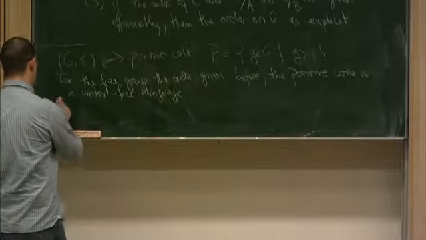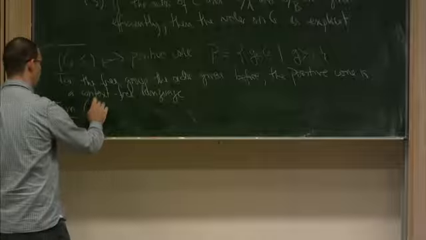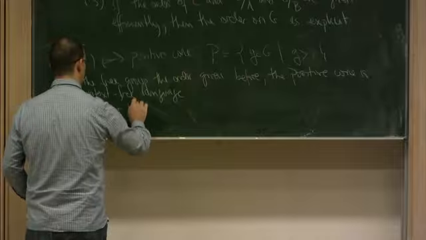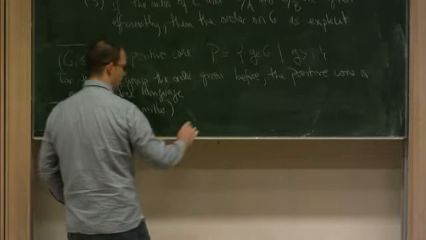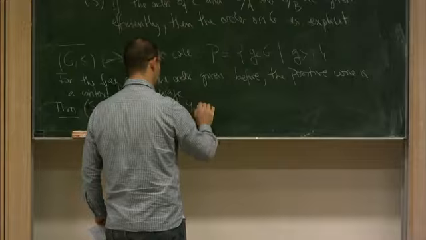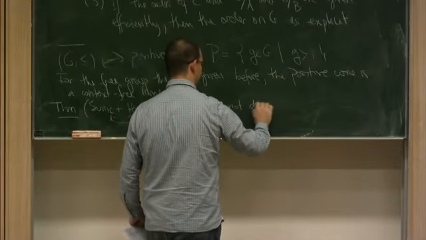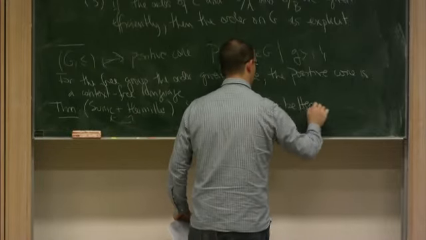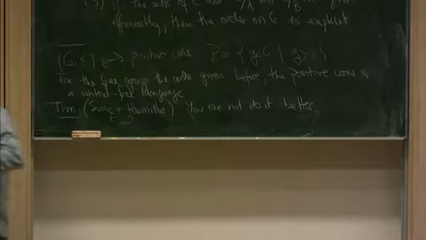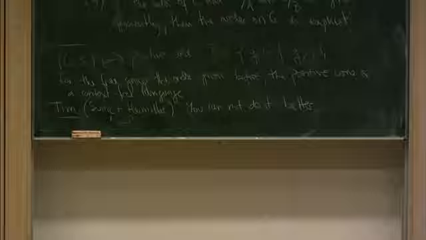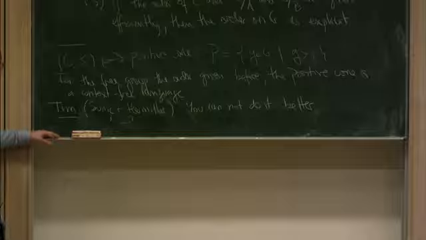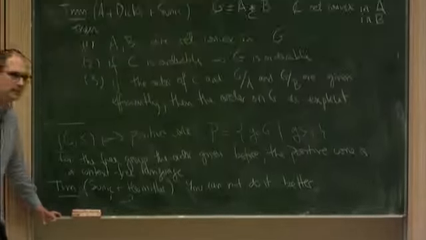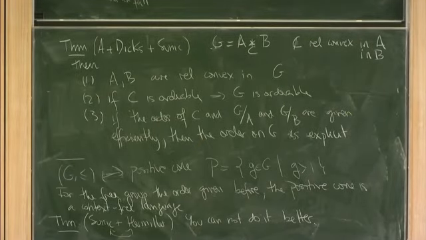And there is a theorem that I really like, from last year, of Sunic and Hermiller, and you cannot do it better. Meaning that if you construct a positive cone for a free group, it will never be a regular language. There is no way to construct some order that is simpler than the one I just gave you, at least from this point of view of languages.